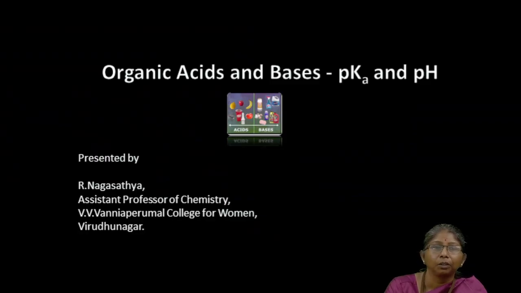Let us see about the organic acids and bases, their pKa value and pH value. pKa is the tendency of a substance to donate its H+. And what is pH? It is the potential of hydrogen, a measure of the amount of H+ ions present in a solution. So both are completely different. Before going into organic acids and bases, let us see a small introduction about acids and bases.